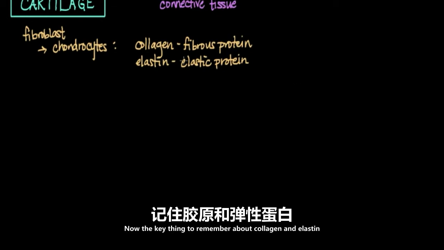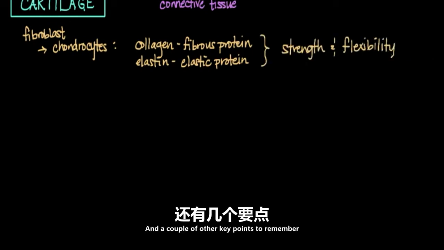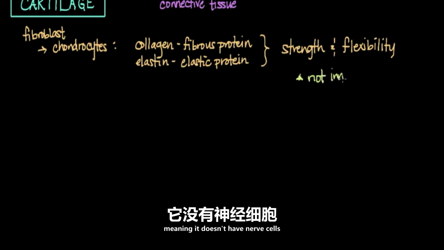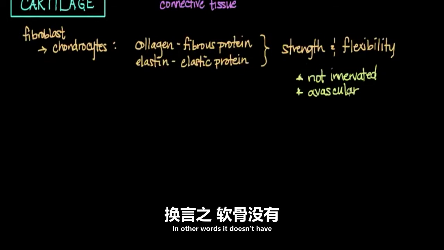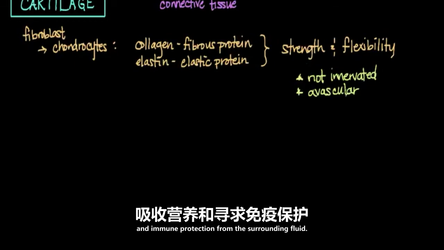Now, the key thing to remember about collagen and elastin that make up cartilage is that it gives cartilage strength and flexibility. And a couple of other key points to remember about cartilage is that it is not innervated, meaning it doesn't have nerve cells, and it is also avascular, meaning it doesn't have any vasculature that runs through it. In other words, it doesn't have arteries and veins and blood vessels that run through. Instead, cartilage receives nutrition and immune protection from the surrounding fluid.